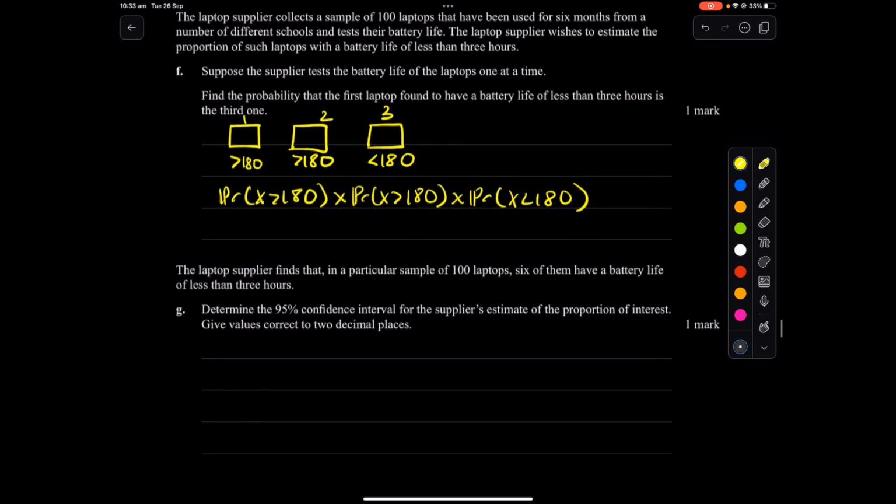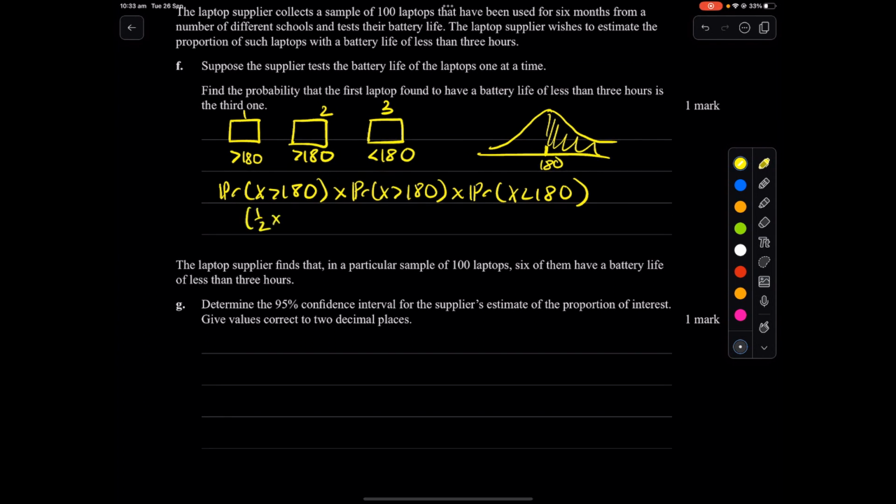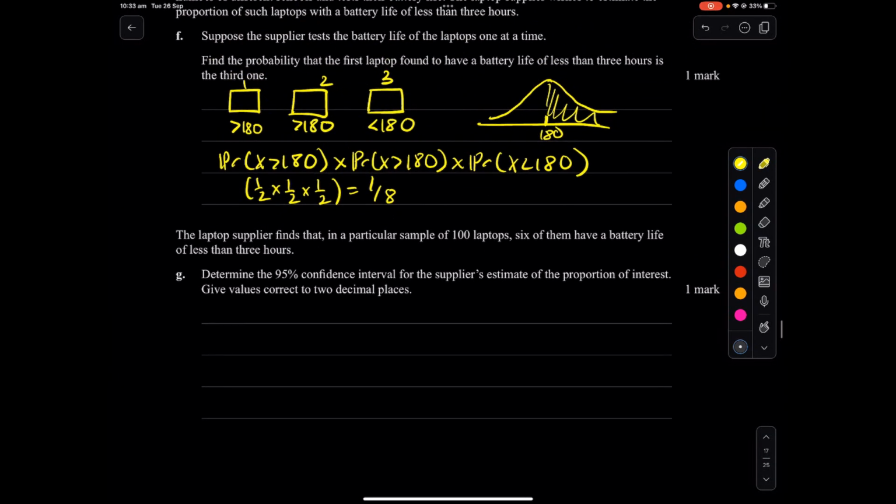Is that right? And luckily we know that if our mean is at 180, think of it like this. If I draw a nice distribution over here, our mean value here is 180. So greater than 180 is just half, and less than 180 is a half. So it's just half times a half times a half, which is 1 on 8. Done. Wow, the wording is very confusing. Yeah, you have to read it carefully. 1 mark for that, wow.